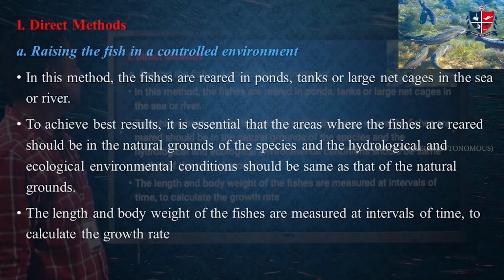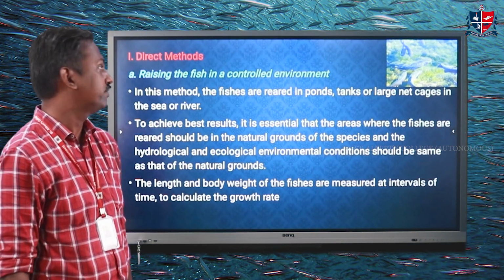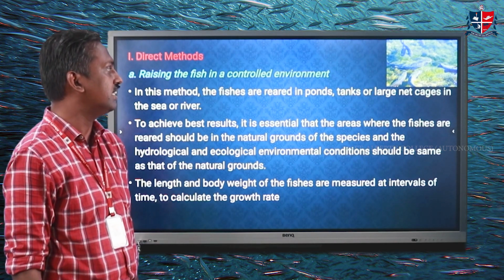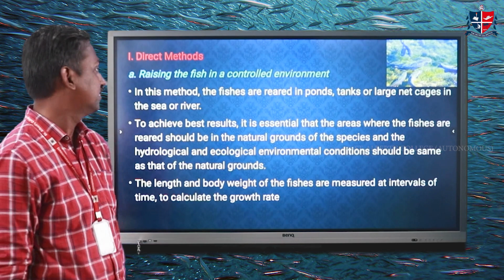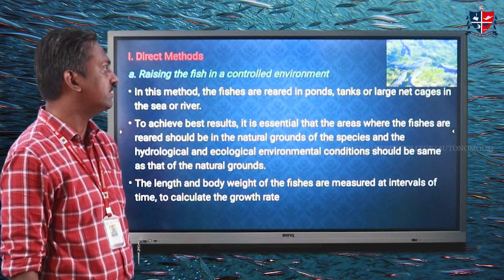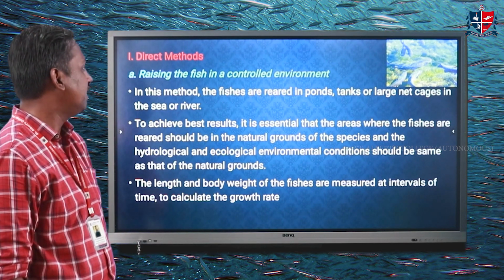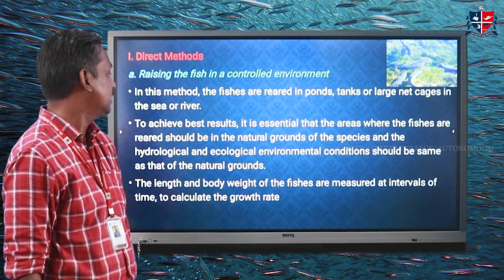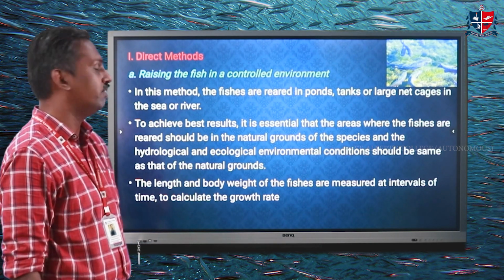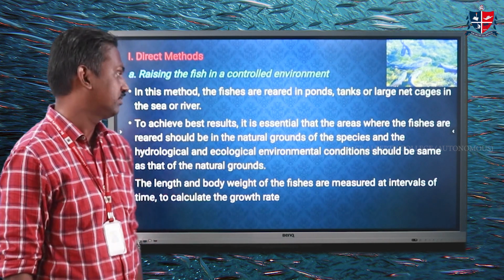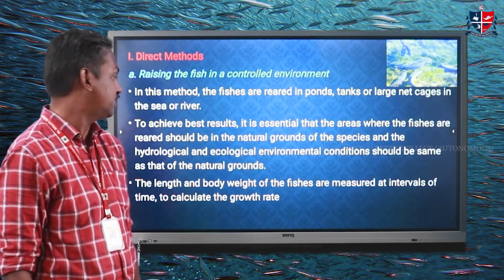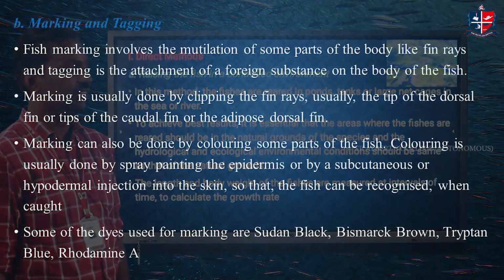The first one is raising the fish in a controlled environment. In this method, the fishes are reared in ponds, tanks, or large net cages in the sea or rivers. To achieve best results, it is essential that the areas where the fishes are reared should be in the natural grounds of the species, and the hydrological and ecological environmental conditions should be the same as that of the natural grounds. The length and body weight of fishes are measured at regular intervals of time to calculate the growth rate.